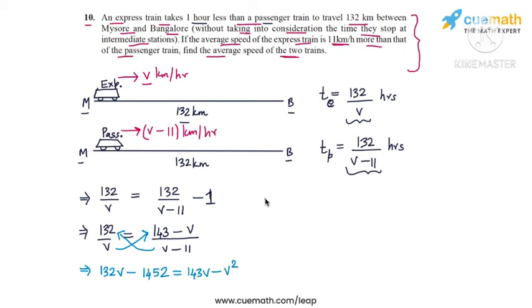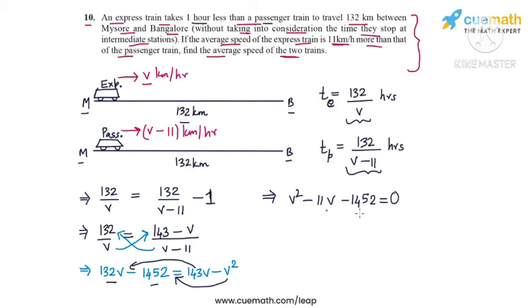And now let's rearrange the terms. So we bring this minus v square to the left side, so that becomes v square, and then 132v, and we bring this 143v and subtract it, so we get minus 11v, and then we have this minus 1452. This is equal to 0. So this is the quadratic equation in v that we now need to solve.